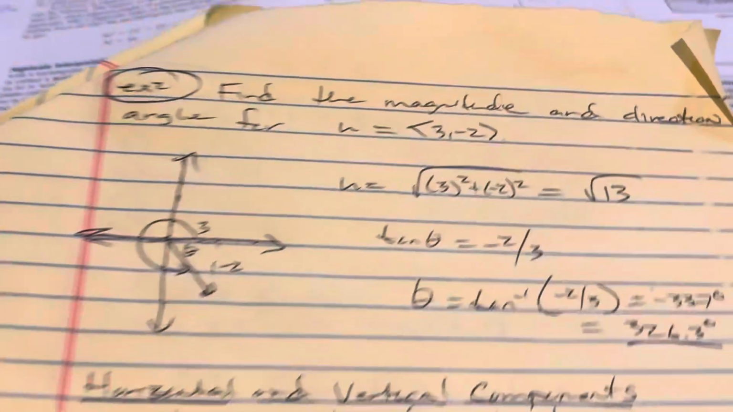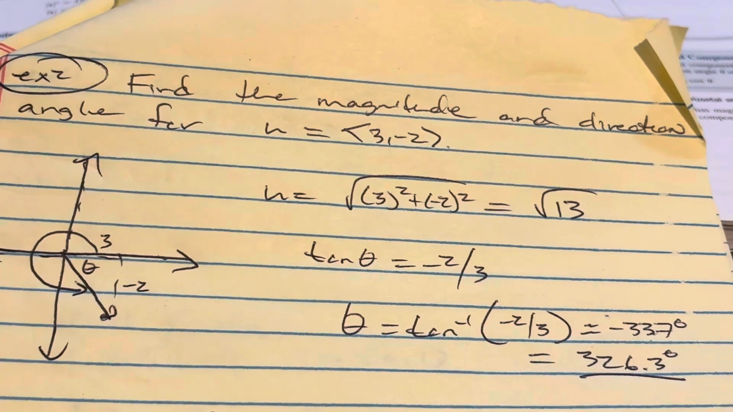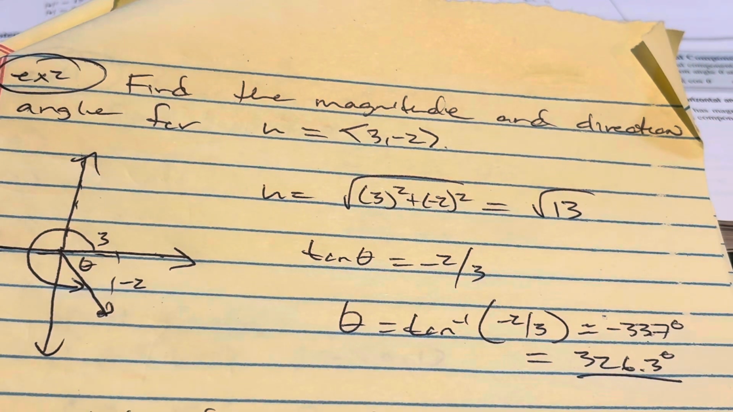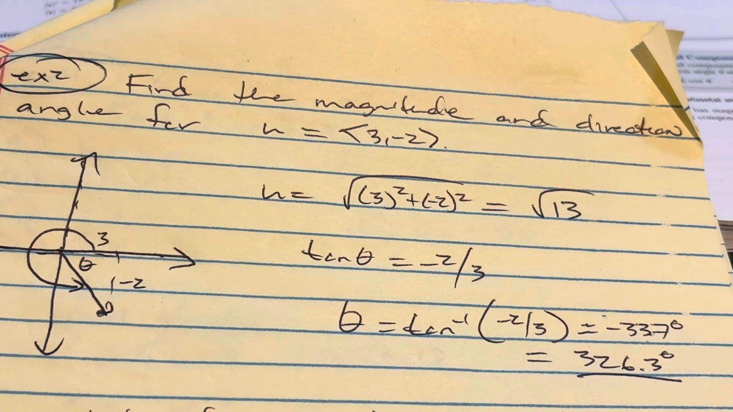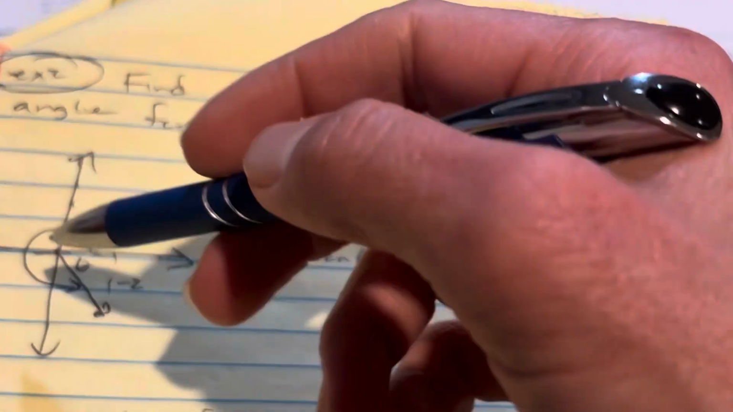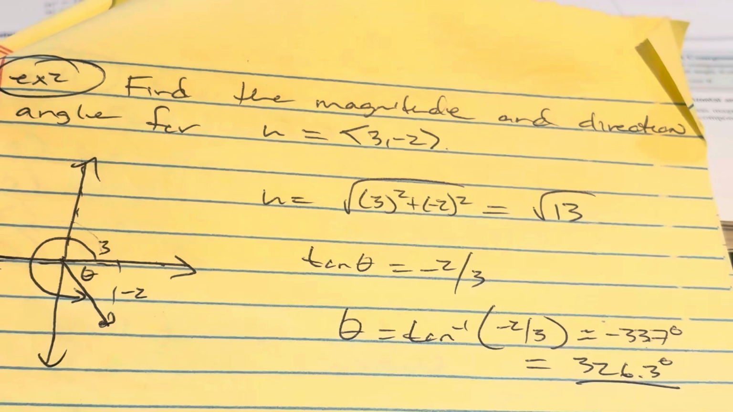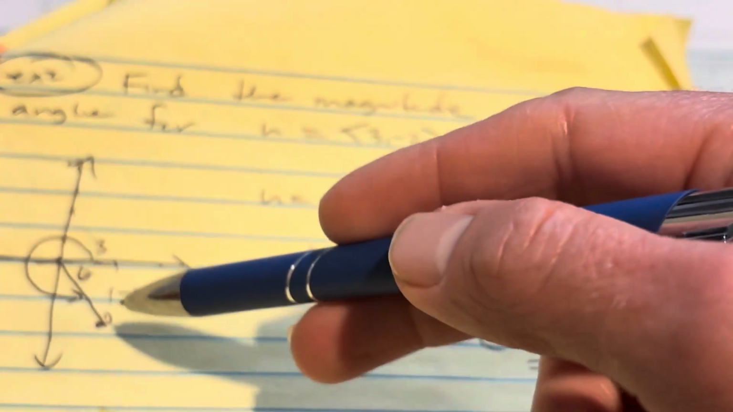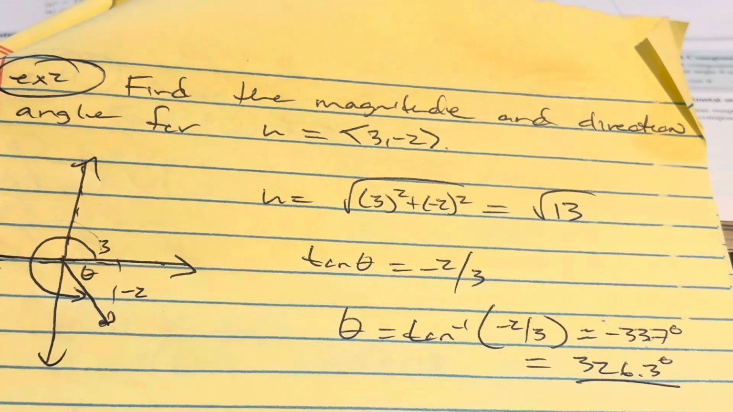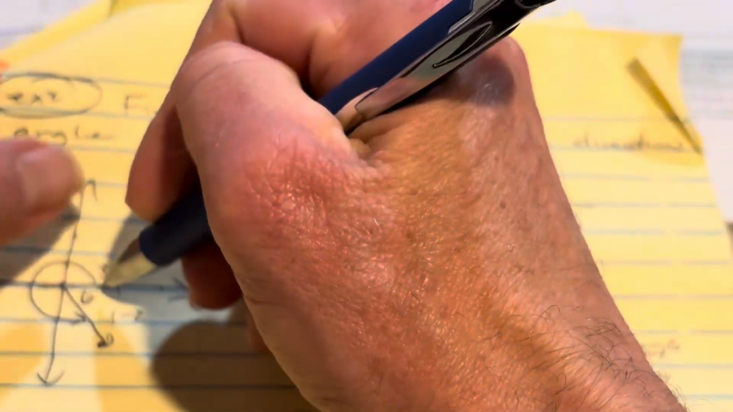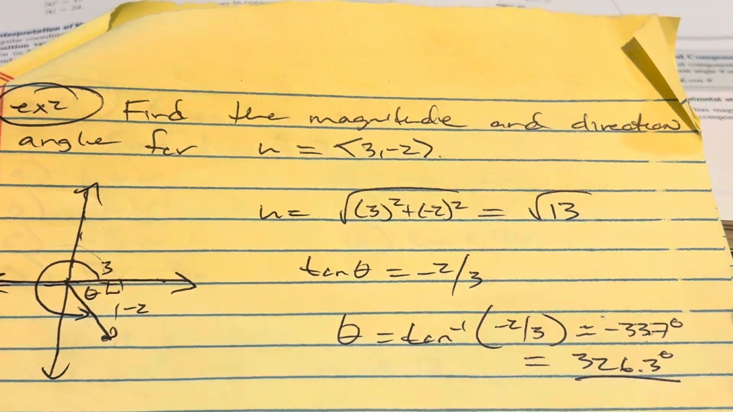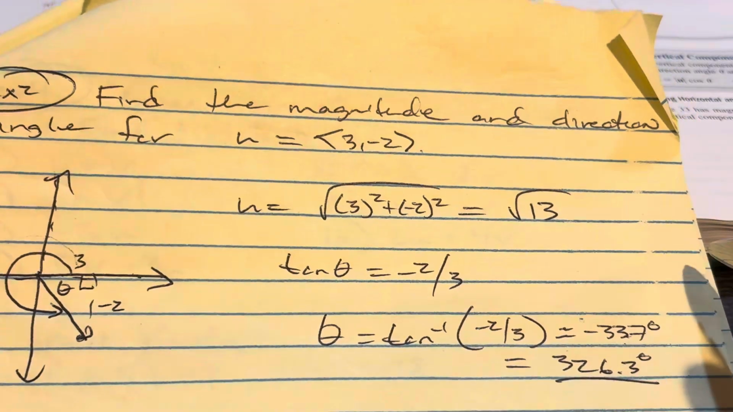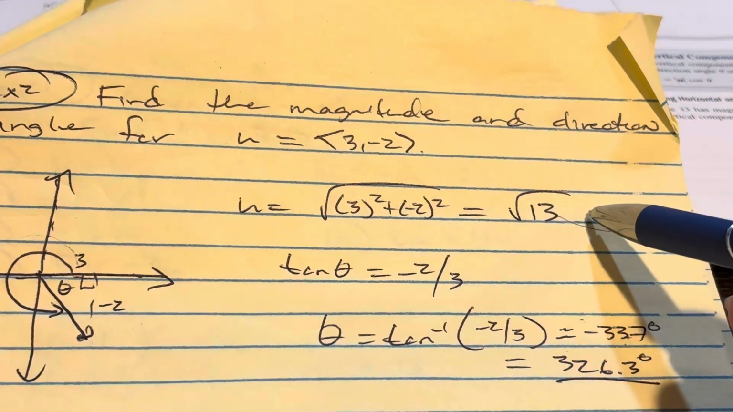We're going to do two more examples here, and then that is going to be good. Find the magnitude and direction angle for U, 3, -2. First off, it's going this way, counterclockwise. Over 3, down 2, that's where we're at. Make a little right triangle. You guys did this already. It has magnitude of the square root of 13.